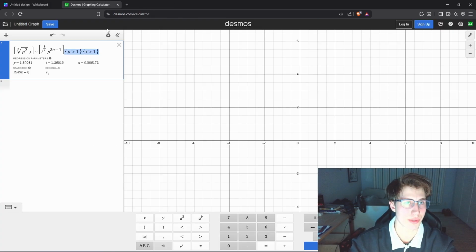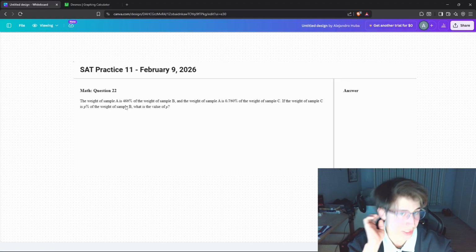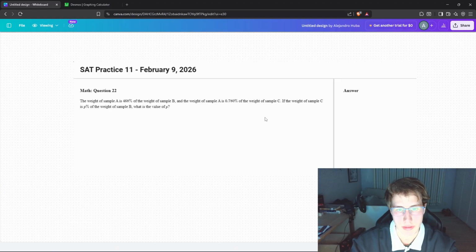And here's the last question. This was the same question that we did earlier, but just another practice one. So the weight of sample A is 468% the weight of sample B, and the weight of sample A is 0.78% the weight of sample C. If the weight of sample C is p% the weight of sample B, what is the value of p?